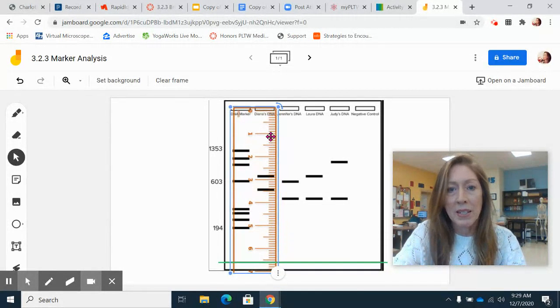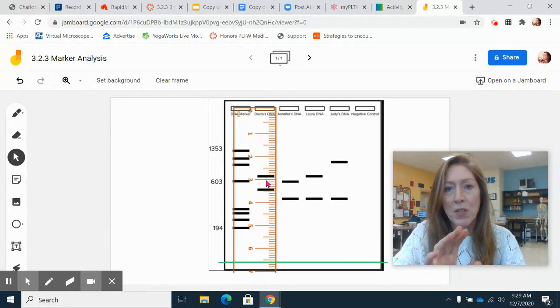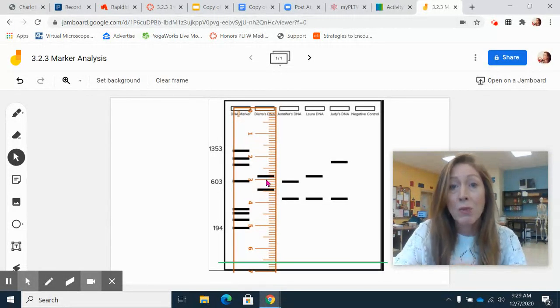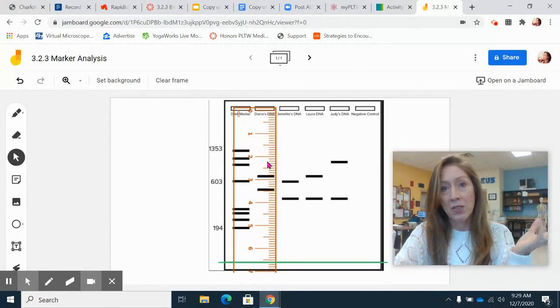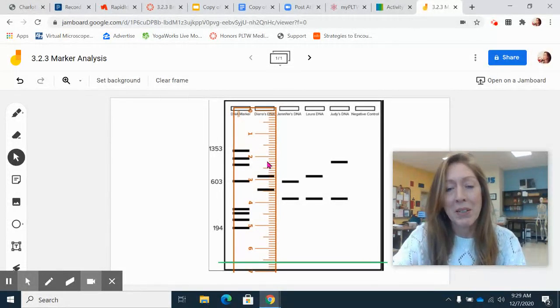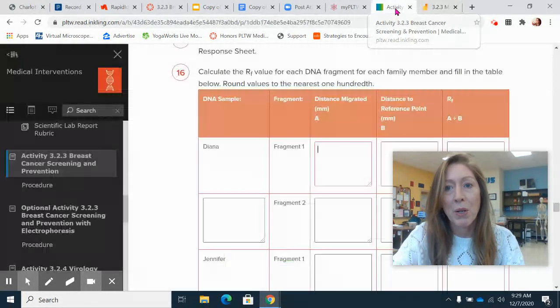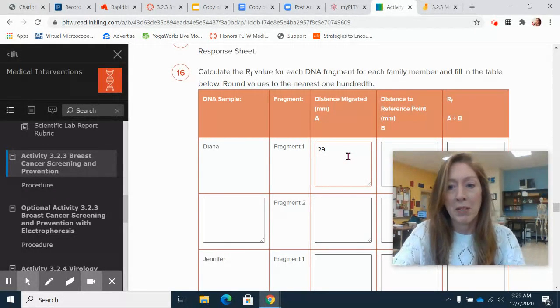I'm going to follow down the ruler. The ruler is marked out in centimeters. So here's 1 centimeter, here's 2 centimeters, and there's 3. So the fragment moved almost 3 centimeters. We're going to look at the bottom of the fragment and measure that, and we can see that it's on this last line right before the 3. So that's 29 millimeters: 1 centimeter, 2 centimeters, and there are 10 millimeters in a centimeter. So that's 20 millimeters, plus the 9 tiny millimeters here. So fragment 1 migrated 29 millimeters.